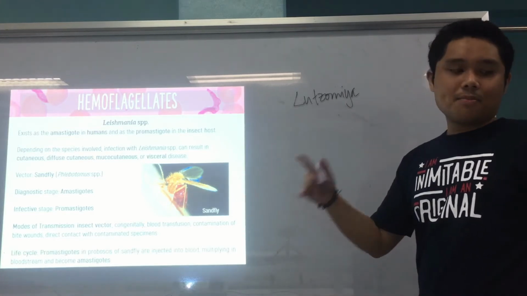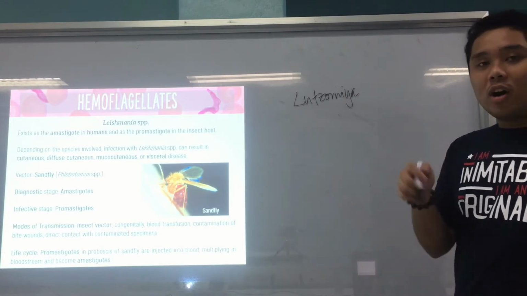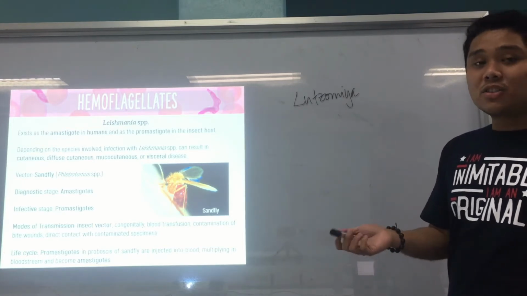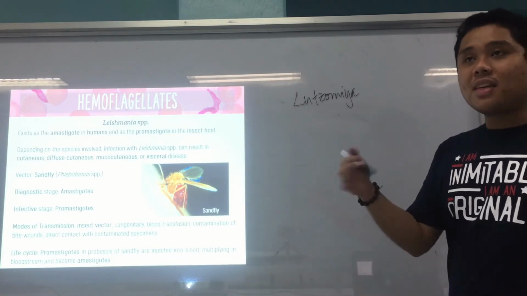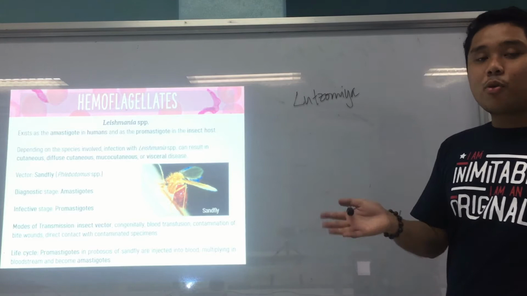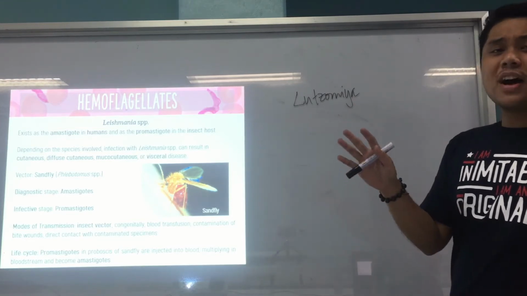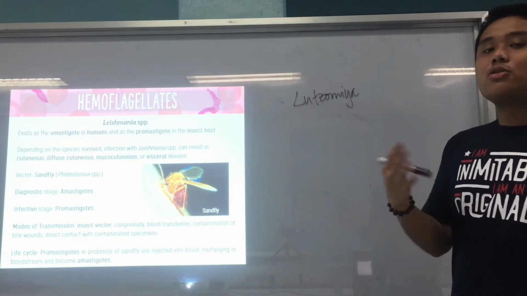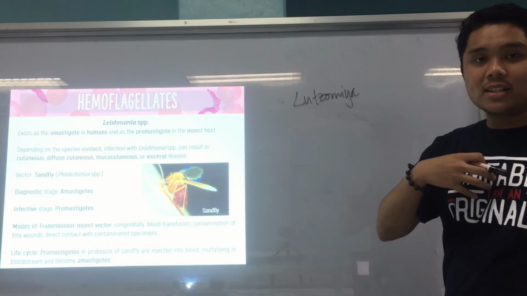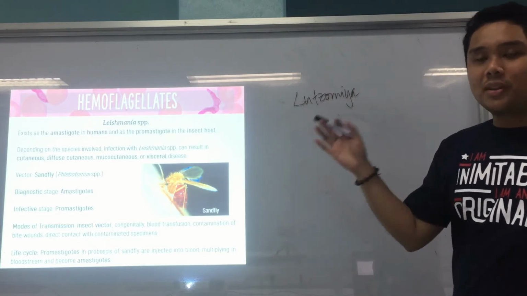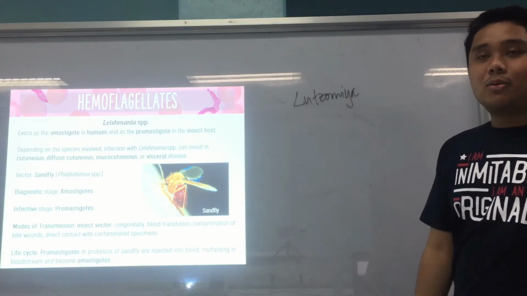The life cycle again, very simple. Promastigotes will be injected into the patient's body, and once inside the patient's body, the promastigotes are phagocytized or ingested by your macrophages, and within the macrophages, they now transform into amastigotes. And the amastigotes, they go out of your macrophages and invade other cells, and also is the stage that the sandfly will get from humans, and the cycle goes on. Amastigotes will then convert into promastigotes in the sandfly, and then the cycle will go on.